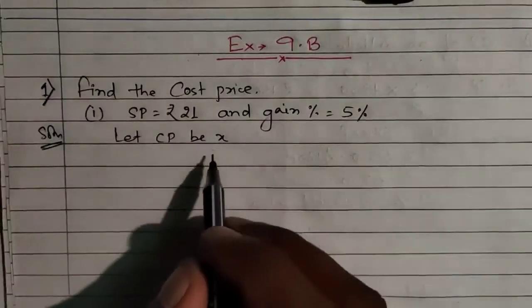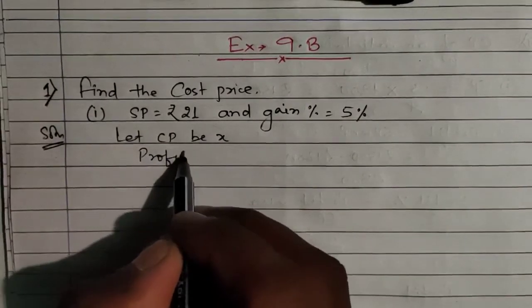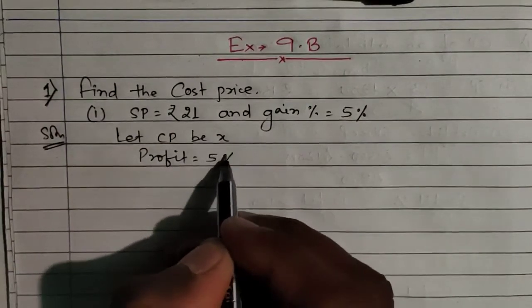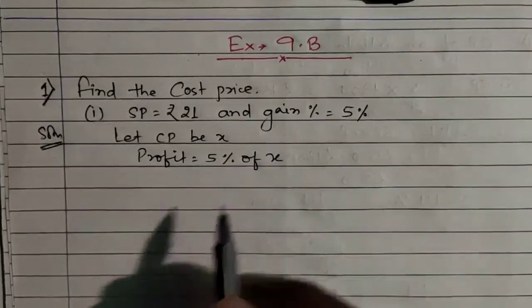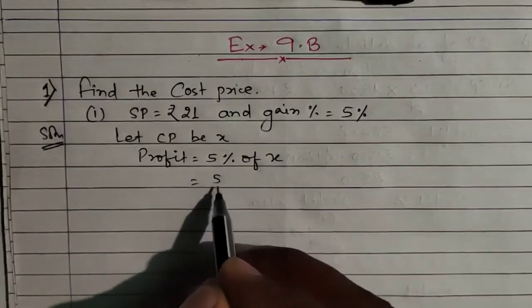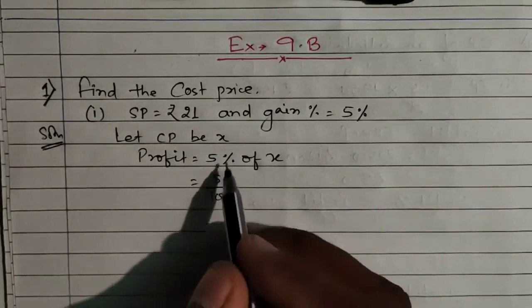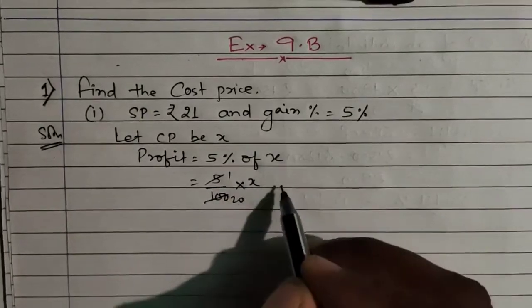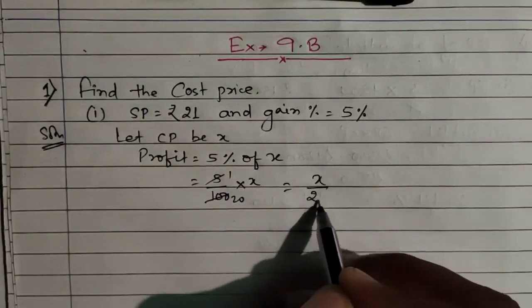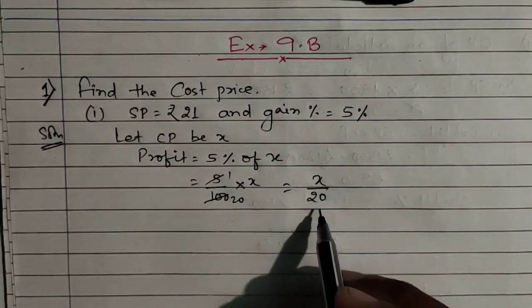Now we will calculate the profit with respect to x. Profit is given as 5%, that is 5% of cost price, and the cost price we have assumed is x. So the profit is 5 by 100 into x. 5 ones are 5, 5 twenties are 100. The profit is x by 20.